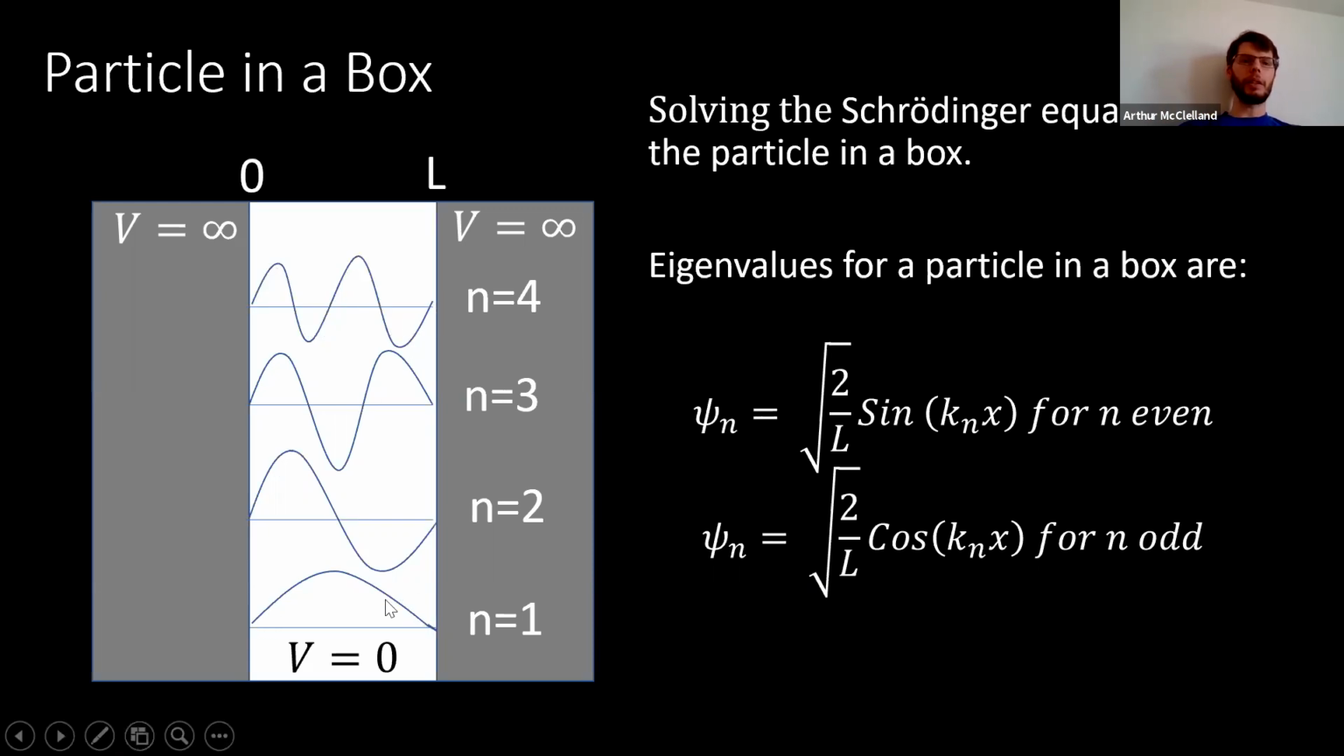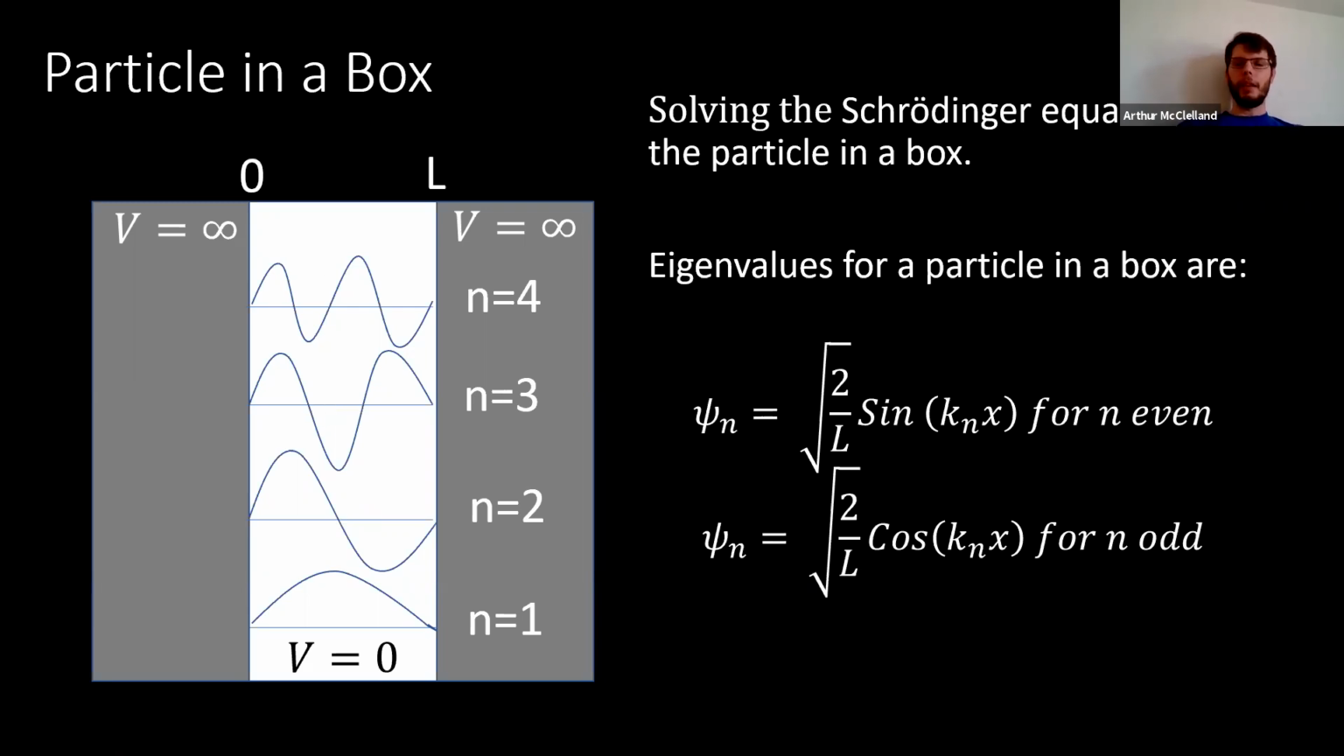So in the lowest energy state, you'll find the particle mostly in the middle. In the second energy state, you'll find the particle mostly on these two sides, and you'll never find it in the middle. So it's sort of funny that it's suddenly forbidden to be in the middle, but this is how it works out. All right.